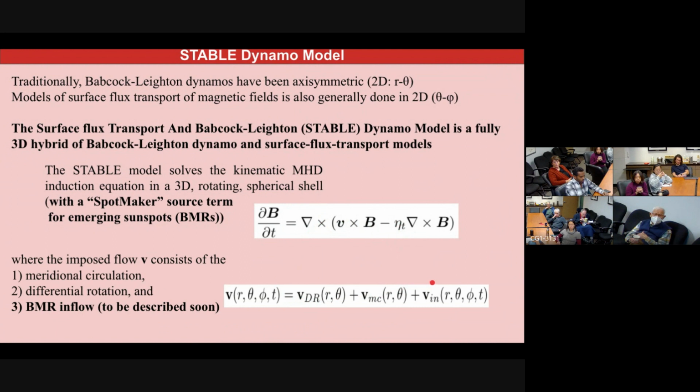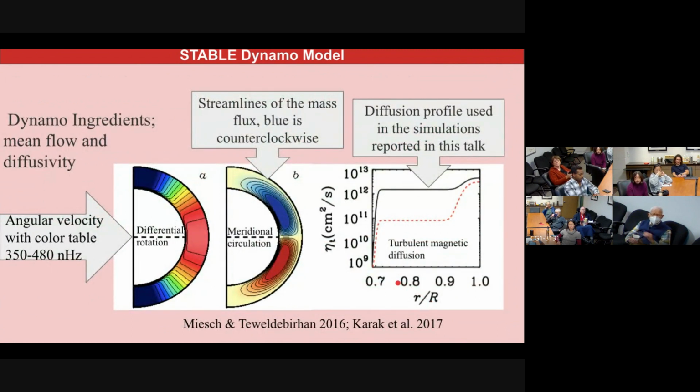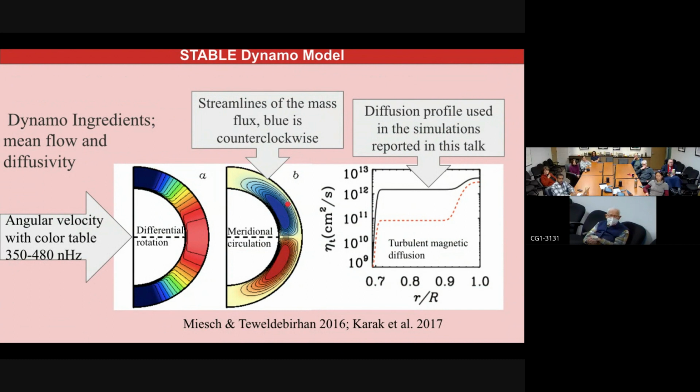This consists of the three components of the velocity field. Here, these are the dynamo ingredients: the mean flow, that is the differential rotation and meridional circulation, and the turbulent diffusivity. The first panel is differential rotation, which is fast at the equator and slow at the poles, and this is the meridional circulation. The blue and red show the streamlines of mass flux, where blue is counterclockwise and red is clockwise. That means we use two cells of meridional circulation. And this is the turbulent diffusivity we use in our model.